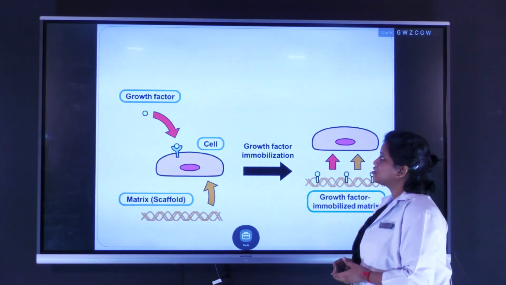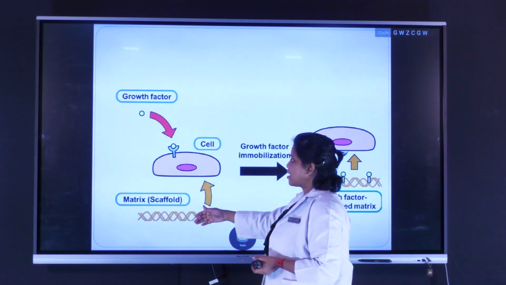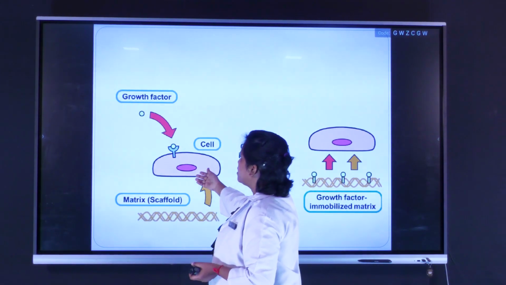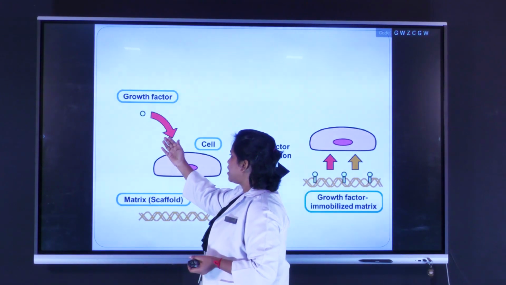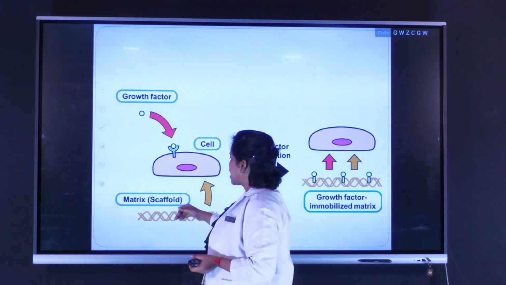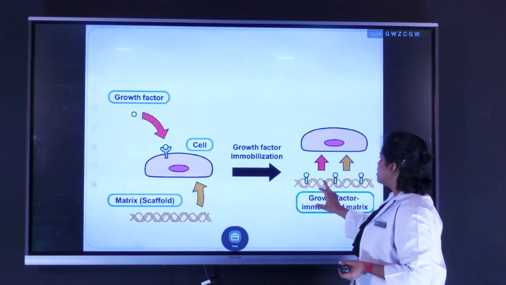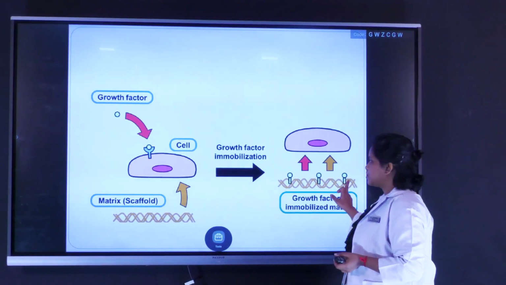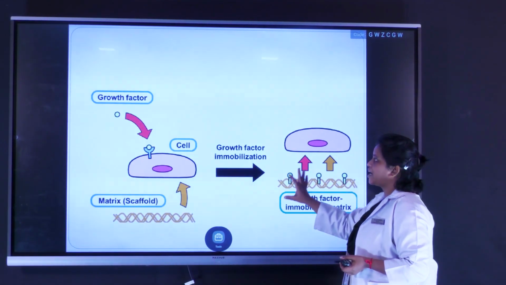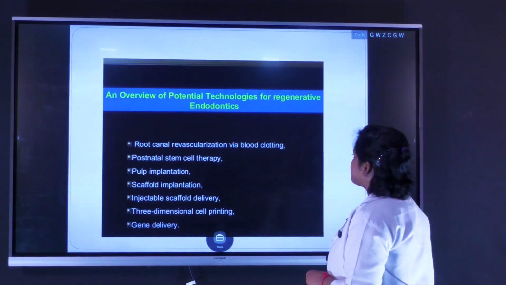Now you can see in the picture here, this is a scaffold. A scaffold will provide nutrition to the growing cell. This is a stem cell, and the growth factor will come and bind to the stem cell, and the scaffold will provide the nutrition. That is how the cell differentiation happens, you can see here, the cell again will divide into the other types of cells. So this is the idea of using regenerative endodontics.